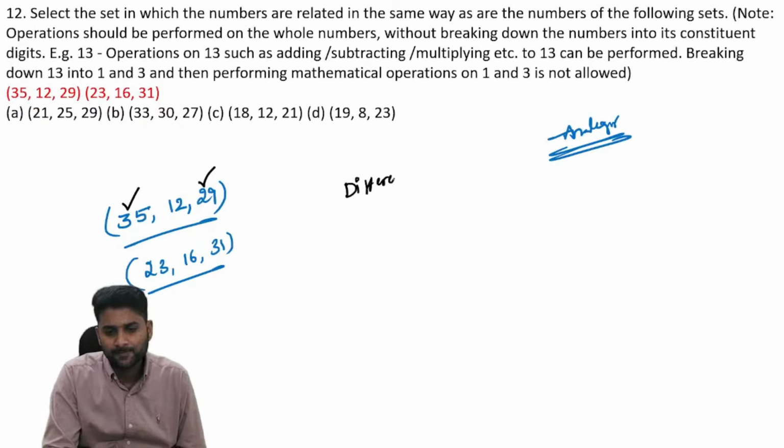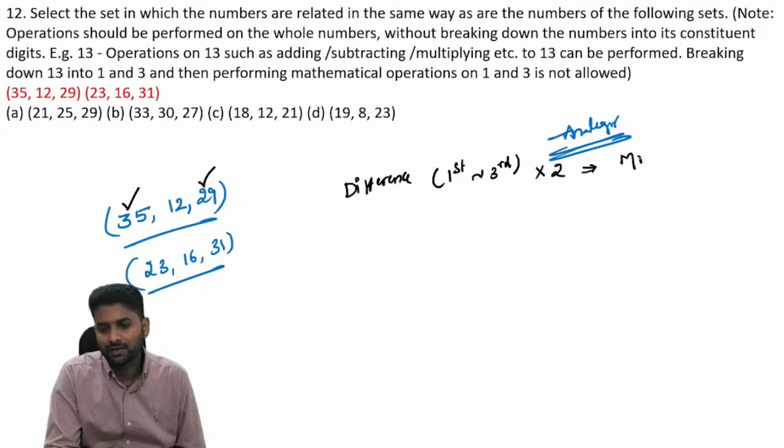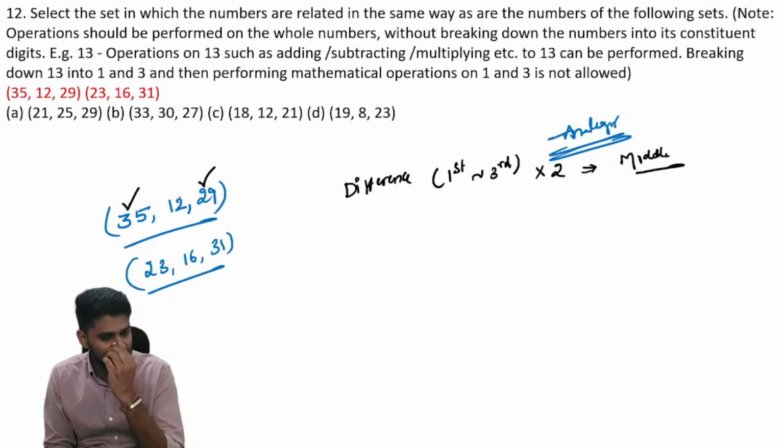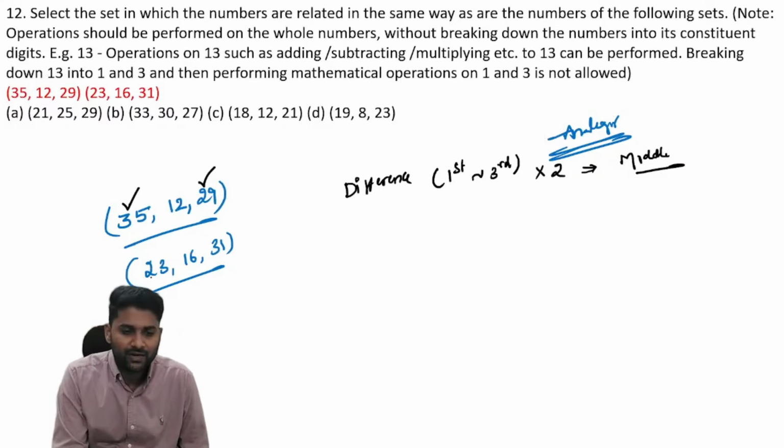Difference between first number and third number. After the difference, if you multiply with 2, then you will get the middle. So 35, 29 difference is 6. 6 multiplied by 2 becomes 12. Same way, 23, 31 difference is 8. If 8 is multiplied with 2, then it becomes 16.